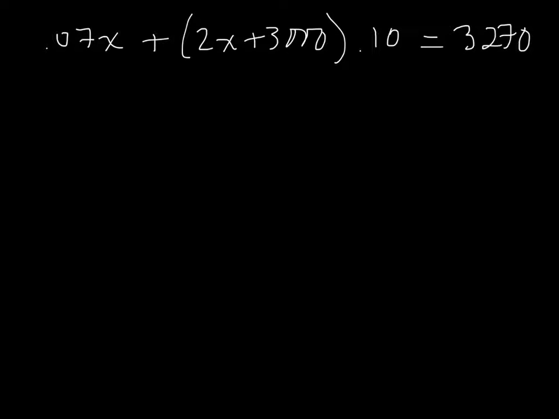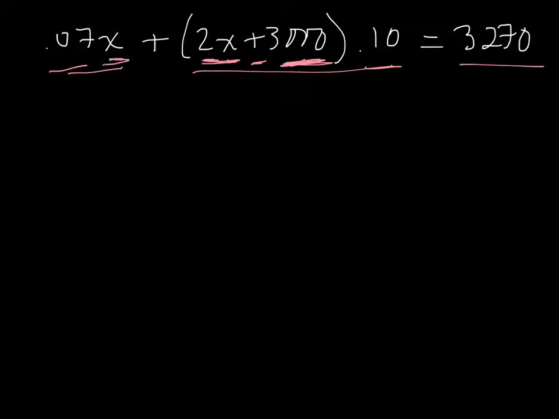All right, here's a question where the question says that I have invested two amounts of money. One's at 7%, one's at 10%. And when you add the two amounts together, so this amount and this amount, it gives you 3270. It also says that the second amount is twice as much as the first amount plus 3,000, so 3,000 more than twice the first one.